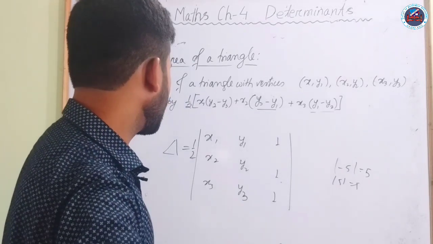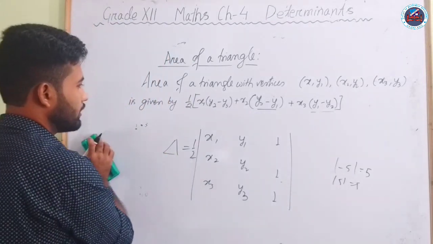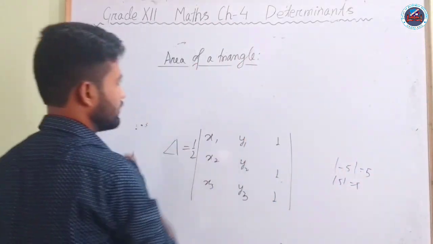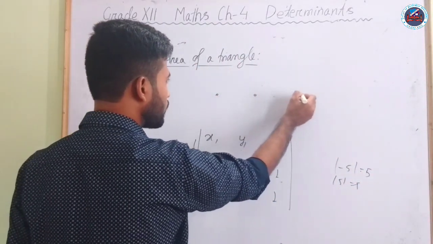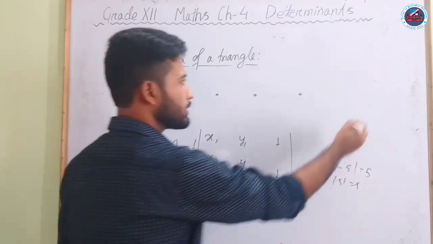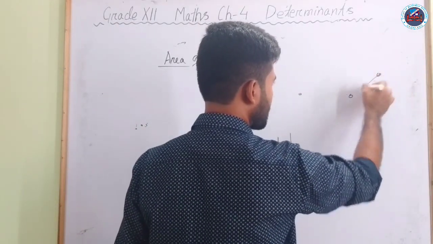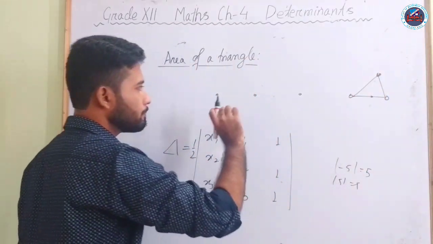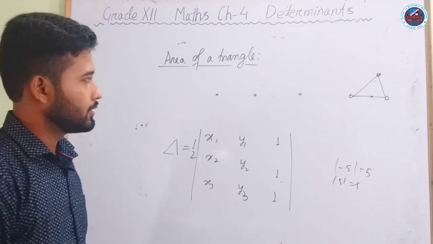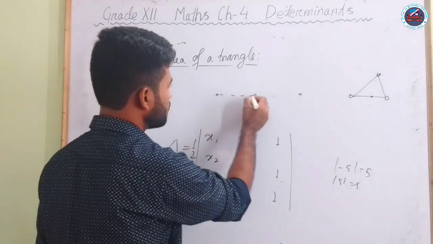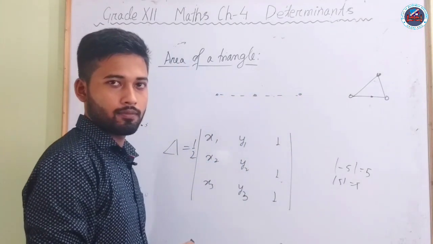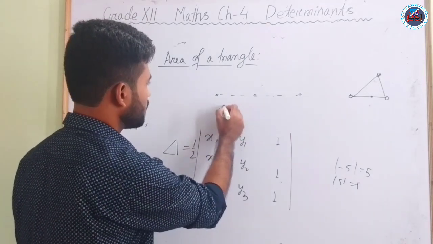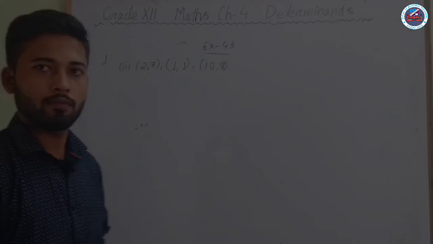And the most important part while discussing the area of a triangle is that if 3 points are given, and they are collinear, we know that a triangle is formed by 3 points, isn't it? So if all the 3 points lie on the same line, then they are called collinear. And in that case, the determinant will be equal to 0.